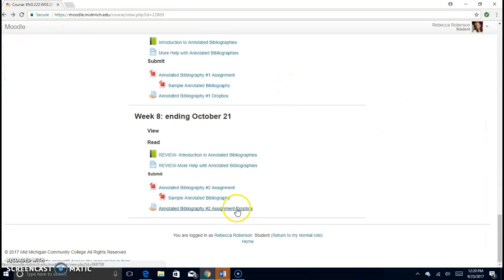Once you finish that, you have your Dropbox as always. So this week is pretty much a repeat of what you did last week. The main difference is that you need 5 completely new articles.